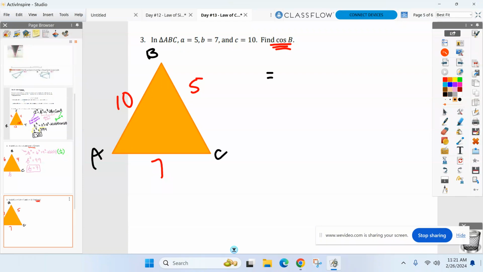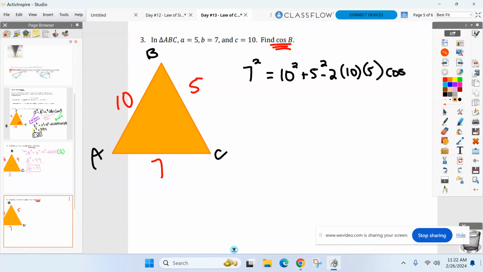Which side do you think I'm going to start out with then? 7? Why 7? I'm looking for the cosine of angle B, so that means I'm going to start off with the side across from angle B, which is 7 squared. Okay, watch what happens here at the end. 10 squared plus 5 squared minus 2 times 10 times 5. All right, ready?